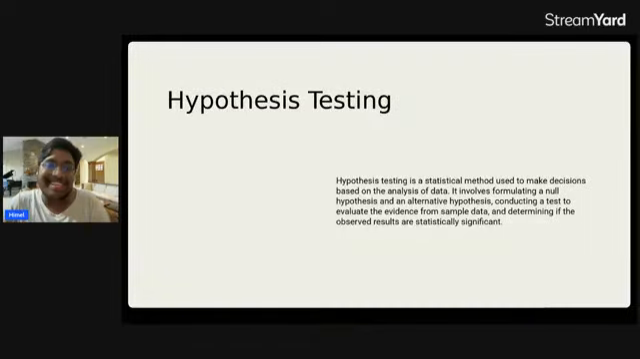Now we will move into our inferential statistics. Moving into inferential statistics, we begin with hypothesis testing. This method involves formulating a null hypothesis and an alternative hypothesis, then gathering data to determine which hypothesis is supported by the evidence. Hypothesis testing helps us assess the significance of our results.